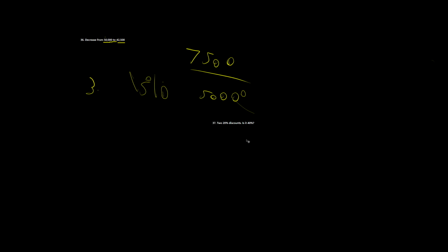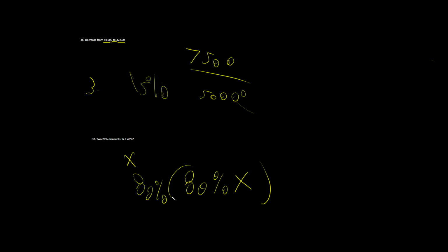Two 20% discounts. Is it 40%? So let's say we have a number X. Take two 20% discounts. That means taking 20% off, so it just becomes 80%. So we get 80% of X, and we take a 20% discount. So we have 80% of 80% of X. So that's just 0.8x times 0.8.